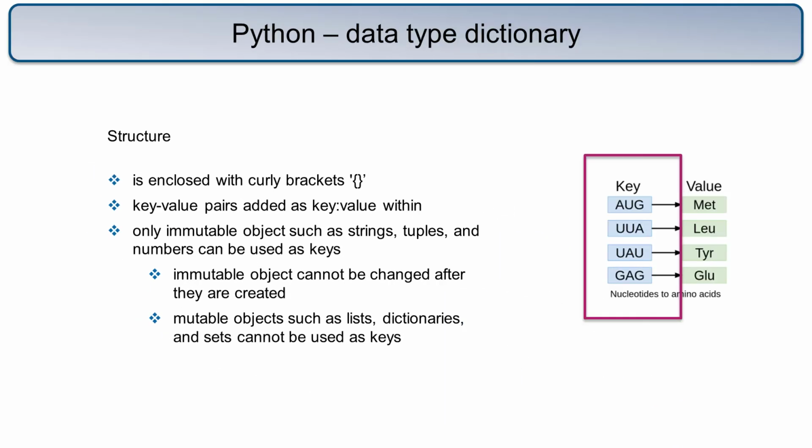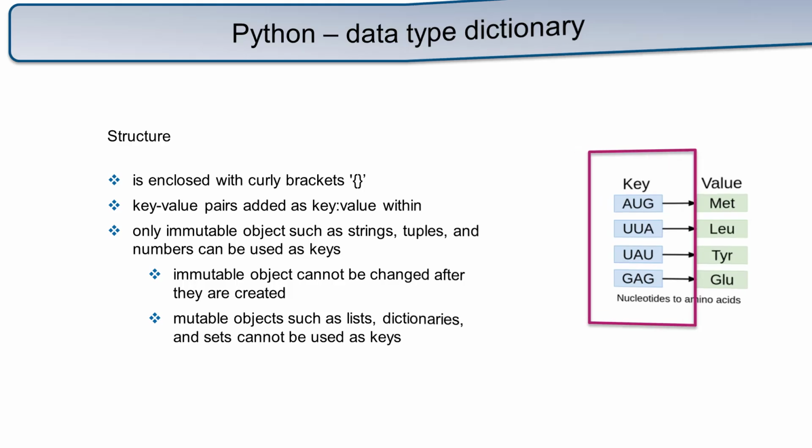A dictionary is enclosed with curly brackets and with key-value pairs added as key-colon-value between the brackets. Only immutable objects such as strings, tuples, and numbers can be used as keys. Immutable objects cannot be changed after they are created. Mutable objects, such as lists, dictionaries, and sets, cannot be used as keys.